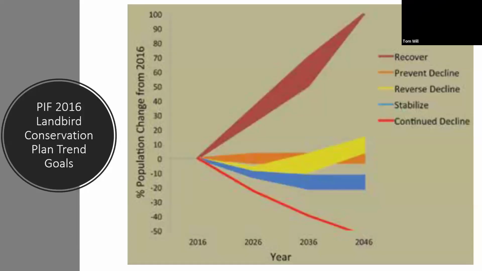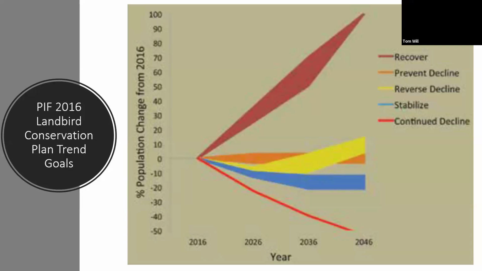And this is just a schematic of the trend goals that we had in the 2016 Partners in Flight plan. It's based a little bit on the level of urgency or concern for different groups of species. So the red watch list species are the ones that are most in trouble. And we suggested we really need to do a lot of immediate action and try and increase those types of species right away.